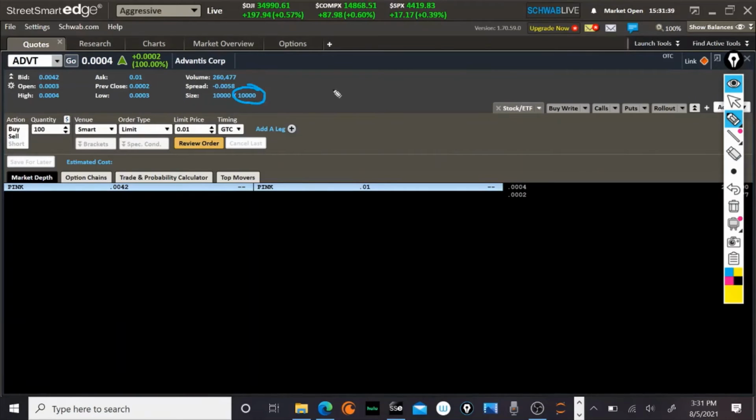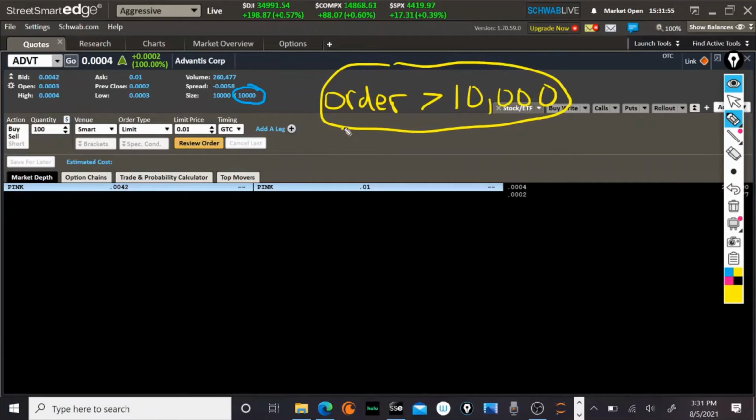Now, if we look at the size of the ask, which is 10,000 shares, so 10,000 shares available at the ask, if you place an order that is larger than a quantity of 10,000 shares, then you do not know what price you're going to get on the shares greater than 10,000. So for example, if you do 11,000 shares, then the 1,000 shares above 10,000 might have a random price way higher than 0.01.